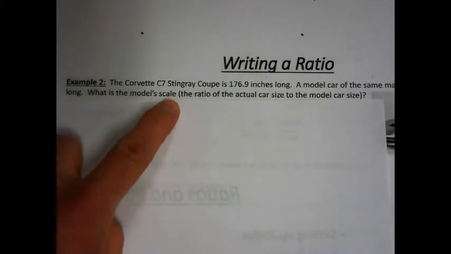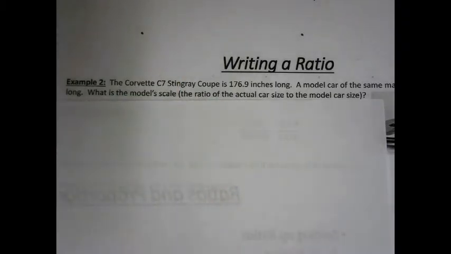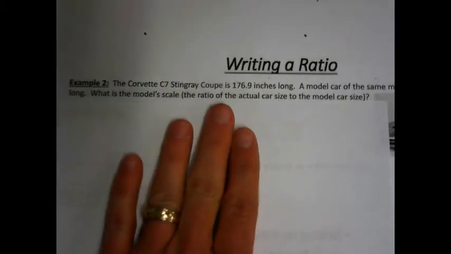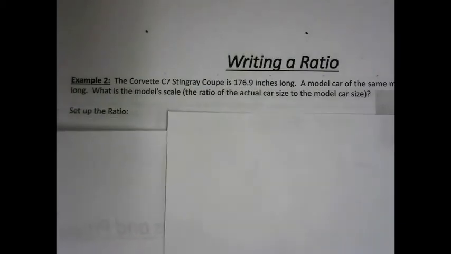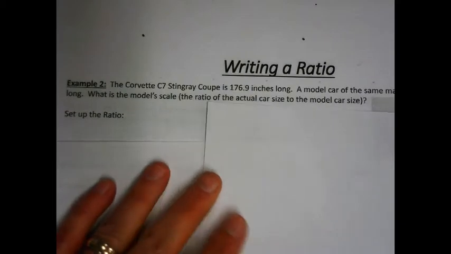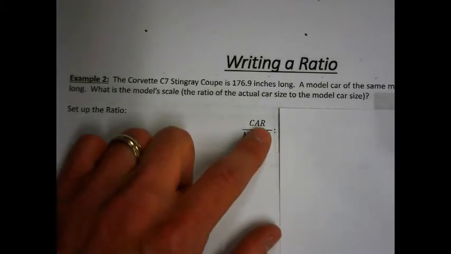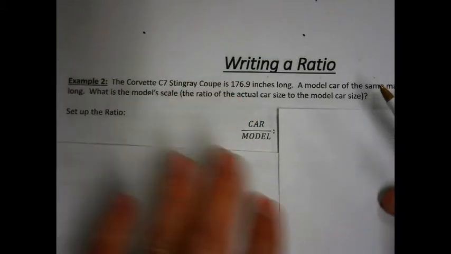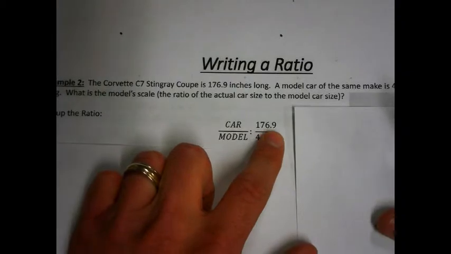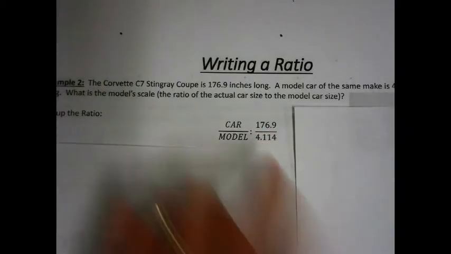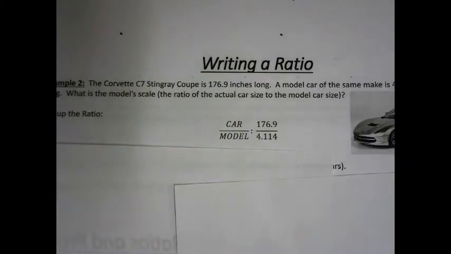What is the scale? The ratio of the actual car size to the model car size is the scale. So we have to make sure that we understand that vocabulary. How are we going to think about this? We're going to set up a ratio. What are the two values we are comparing? We are comparing the actual physical car to just the model itself. So the car is 176.9 inches, and the model itself is 4.114 inches. That's the setup, that's the ratio. So how do we find the scale?